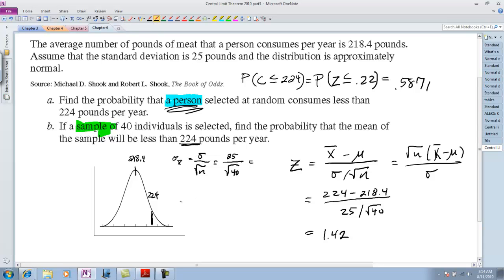So our answer now, P of x bar being less than 224, which is the same as P of z being less than or equal to 1.42, is 0.9222. And that's our answer.